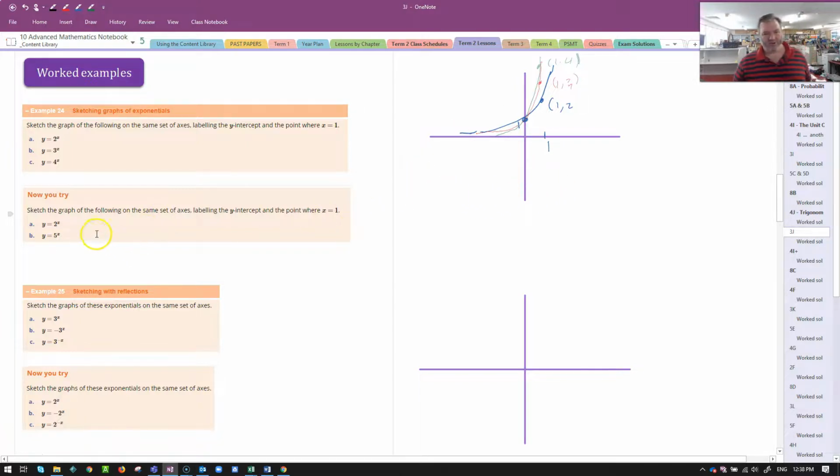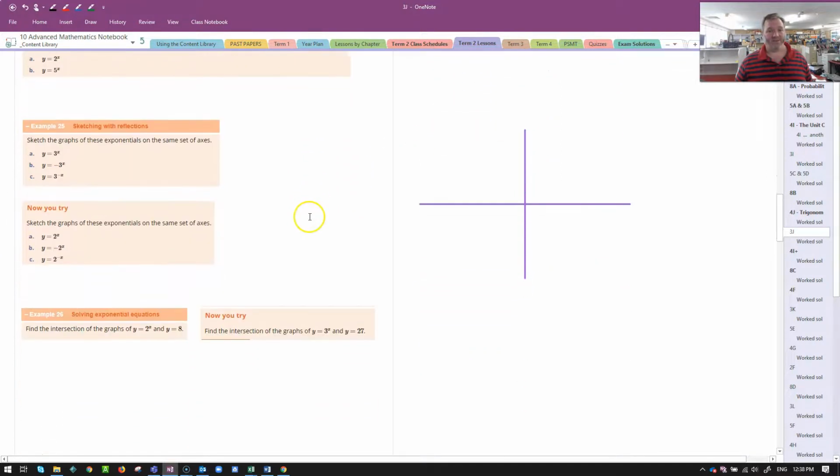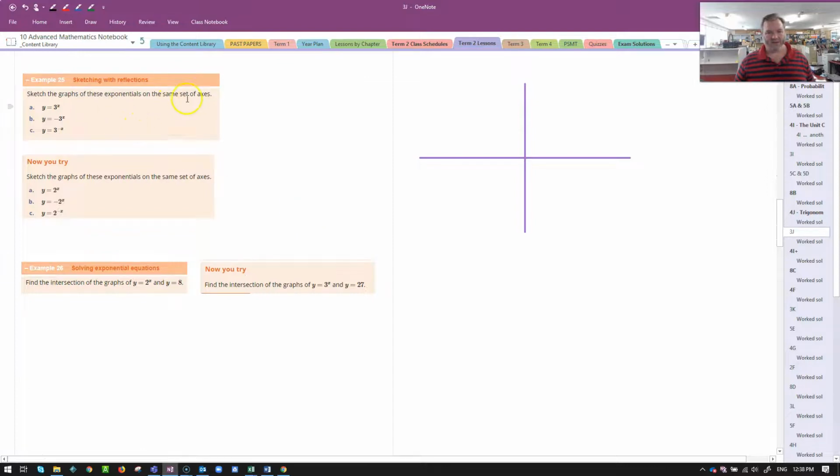They've got a couple there for you to try: 2 to the power of x and 5 to the power of x. I think you can picture it. You probably don't need to draw it. We're going to keep going, sketching these on the same axes. So 3 to the x, negative 3 to the x. That's probably worth thinking about these again.